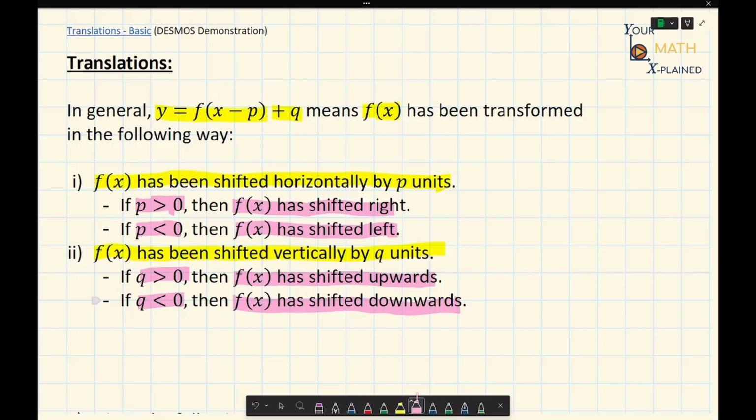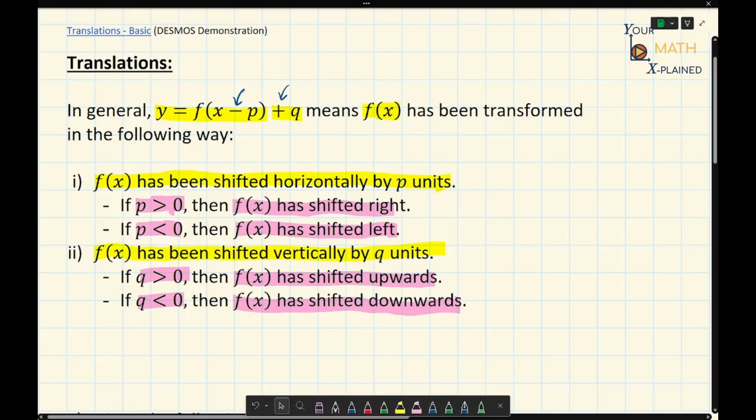So thinking back to our demonstration, our p-value was 3 and our q-value was 2, which is why it shifted our original function 3 units to the right and 2 units up. One thing that you have to be careful of is notice how here for p, it's a negative sign, whereas for q, it's plus q.